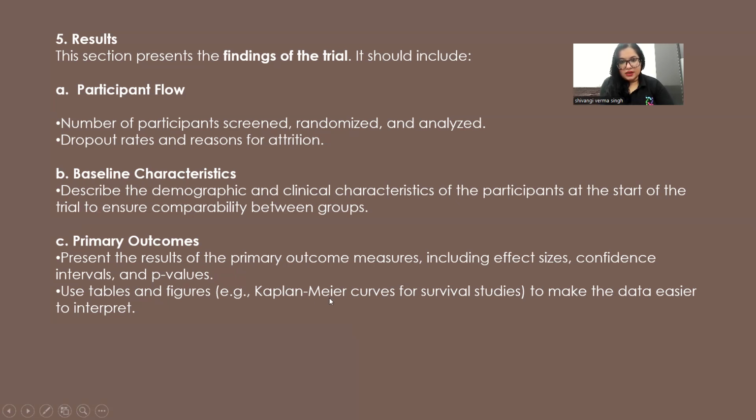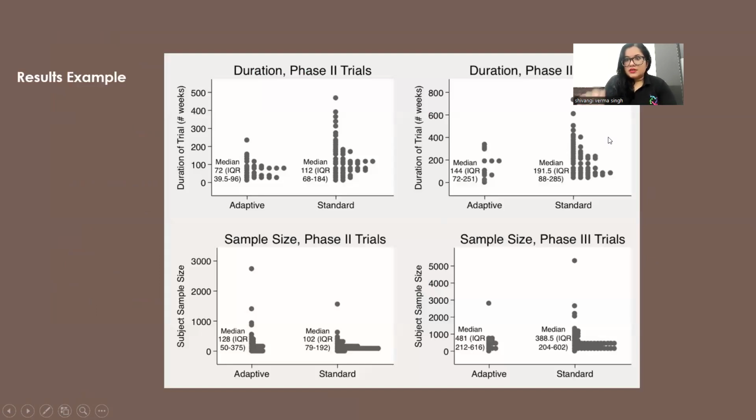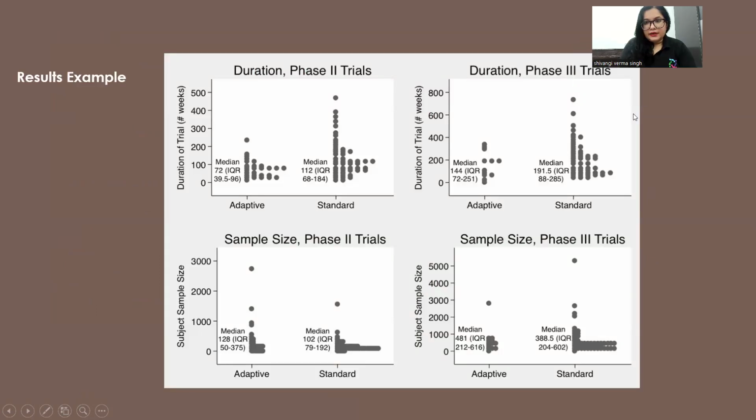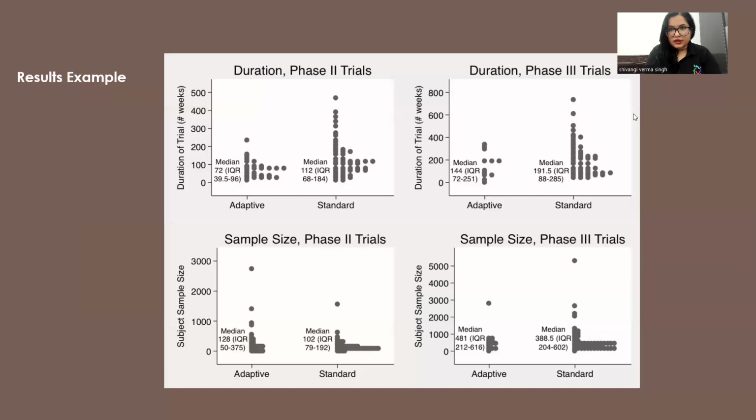Use tables and figures, Kaplan-Meier curve for survival studies, to make the data easier to interpret. Definitely tables, listings, and figures really help to understand the result. So this is an example of a result of a clinical trial. So it really helps out. Adaptive, standard, duration helps out to understand the result.